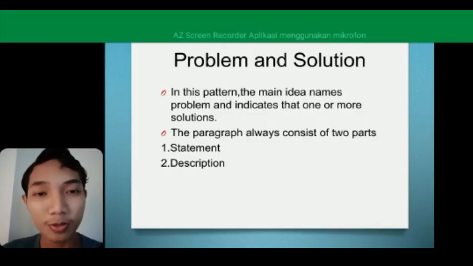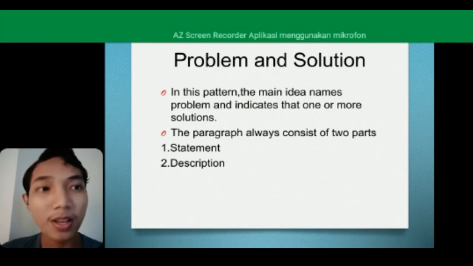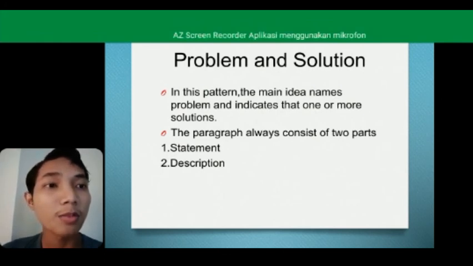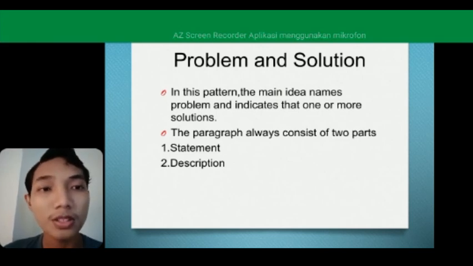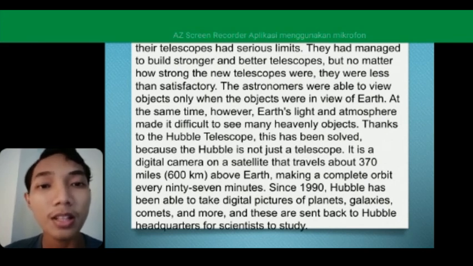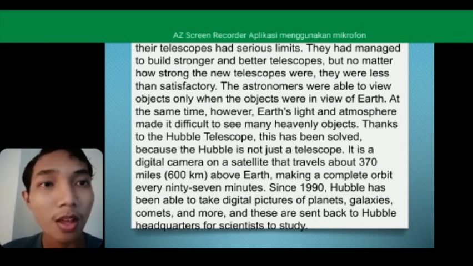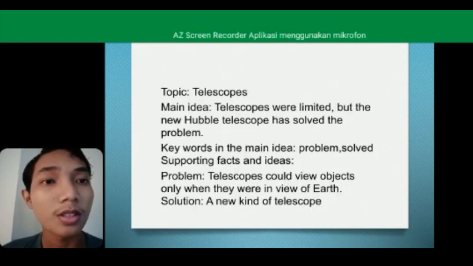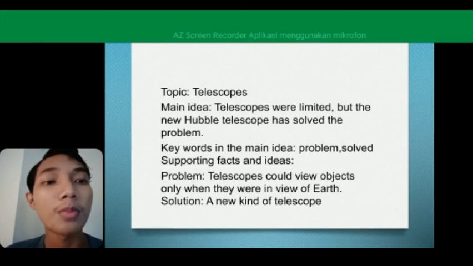The problem and solution. In this pattern, the main idea names a problem and indicates one or more solutions. The paragraph always consists of two parts: first a statement, second a description. You can see the example in slide number 2, so I am going to go next. First, topic: telescope. Main idea: telescopes were limited, but the new Hubble telescope has solved the problem. Problem: telescopes could view objects only when they were in view of Earth. Solution: a new kind of telescope.